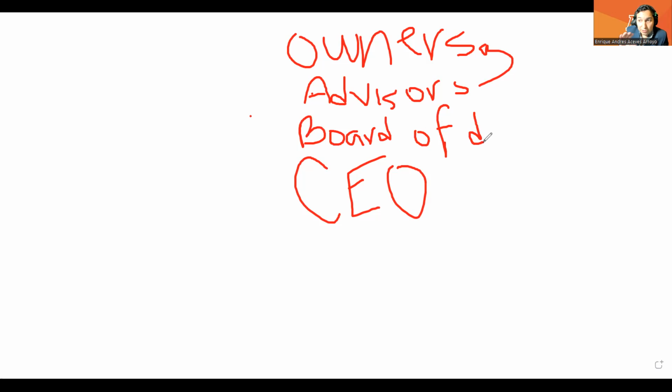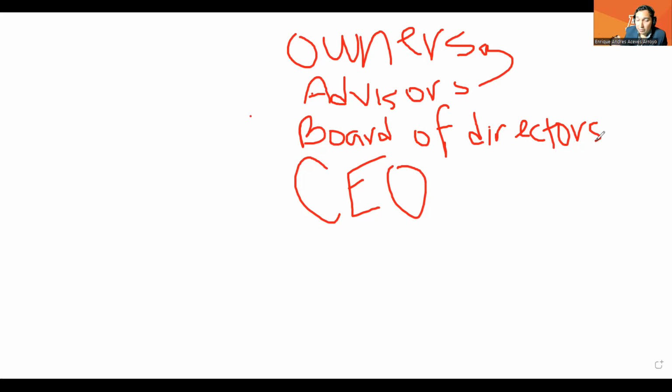This is the most generic structure. Obviously, you will have different companies, different structures, but at the end, this is the most generic and general structure. You will for sure see in big companies advisors, board of directors.